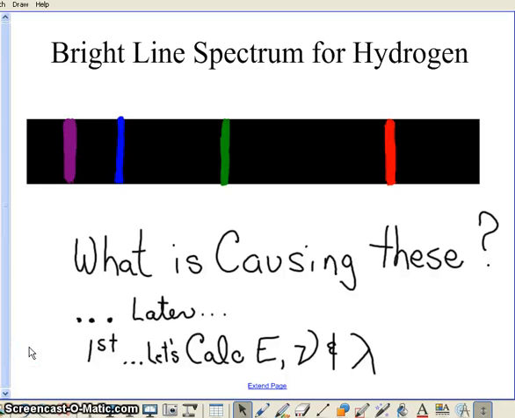Now, you turned in a packet today and you may have colored in the bright line spectrum for hydrogen. You saw this bright line spectrum for hydrogen in class about a week ago, and we saw these 4 different colored lines, but what was causing these lines, we'll talk about in a few minutes. But this idea of calculating the energy, the frequency, and the wavelength, that's the first part of my review for your quiz. So I have another table for you to complete.